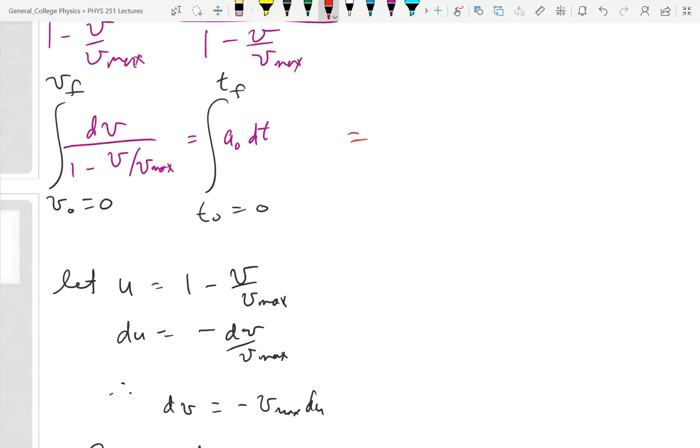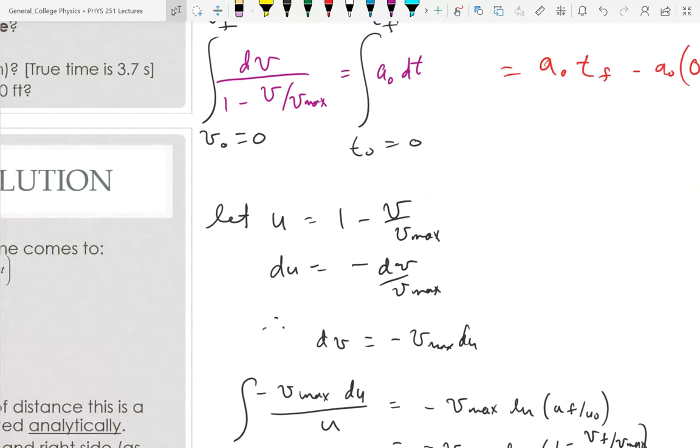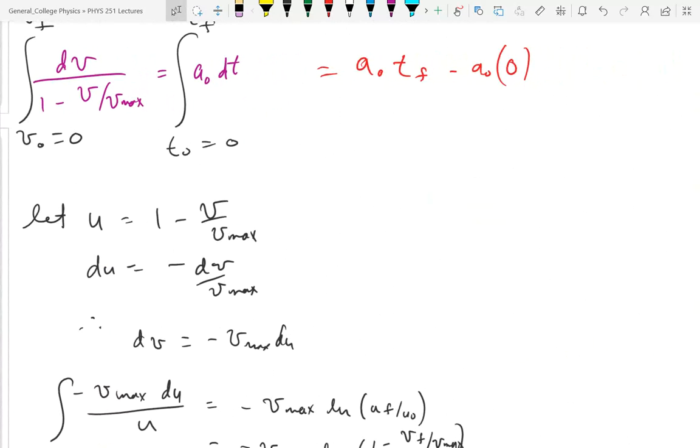Integral of constant dt is just t. And so, I have the constant there. I was really explicit, I wrote the 0. A naught times t final. Was it a naught all the way through? Yeah, it was. Okay. Minus a naught times 0, of course. The a naught times 0 you don't need to write, because everybody knows times 0 means 0 unless it's infinite.